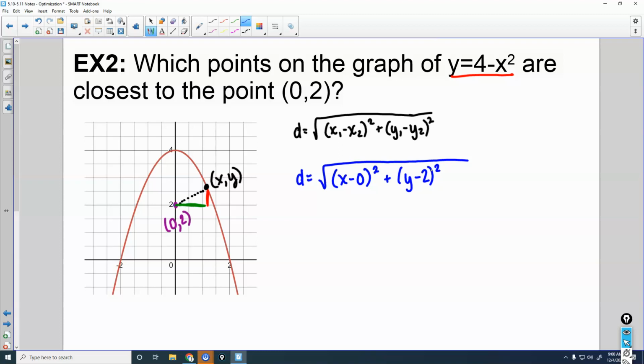But much like our last problem, I can't take the derivative of that because I've got an x and a y. I will run into all kinds of issues if I try to do that. So I need to replace something in here so that it's all one variable. Any ideas?